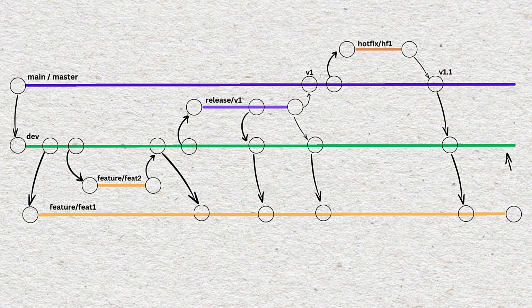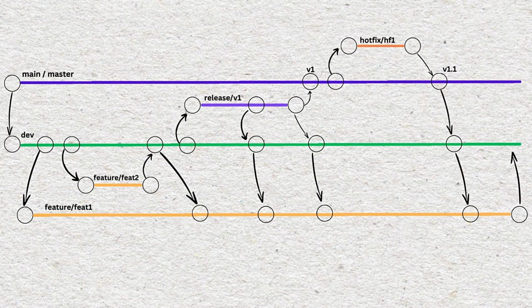Similarly, developer 1, who was working on feature 1, can perform the same steps. This is how Git Flow looks in a real life scenario.